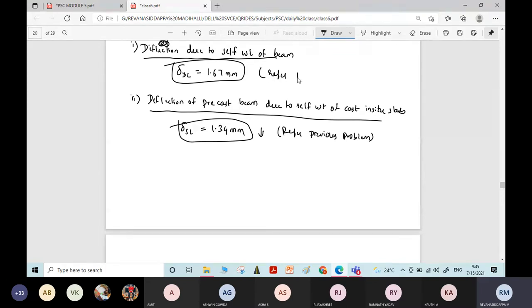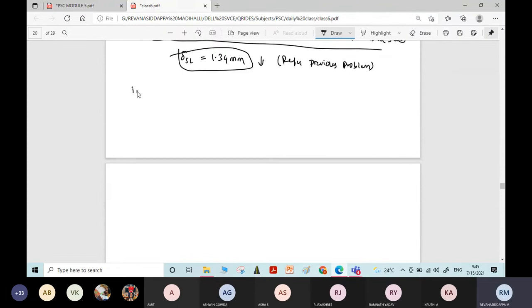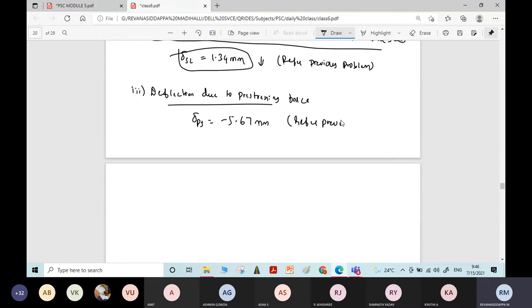Third, deflection due to pre-stressing force. Delta PS is equal to the same value, that is minus 5.67 mm. Only the change is in the last step, the fourth step, that is deflection due to live load.